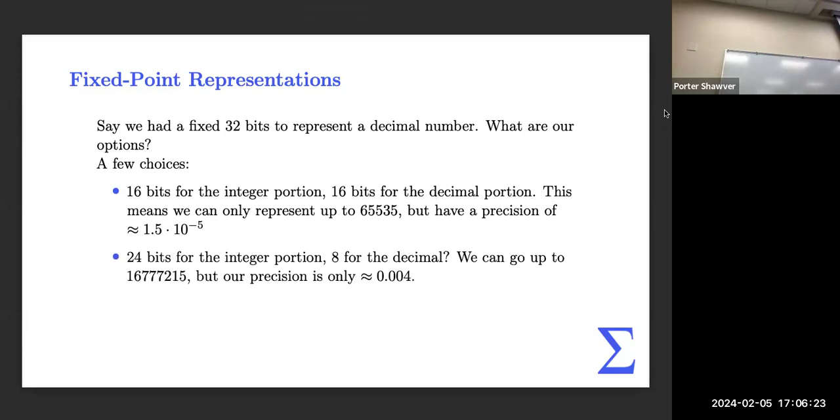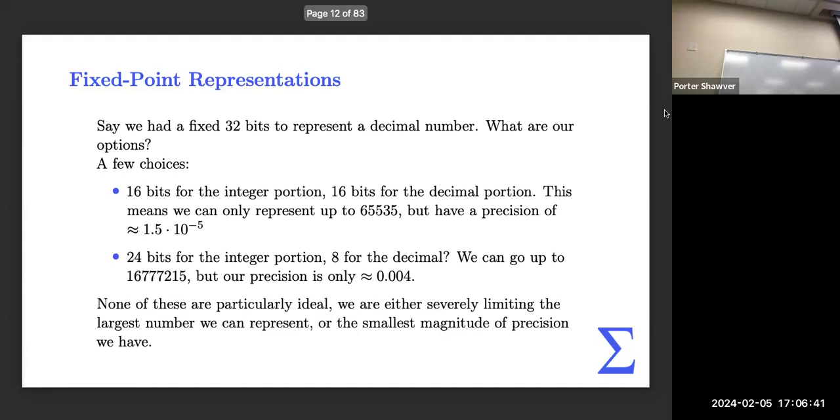The other thing we could do if we wanted to represent larger values is use 24 bits for the integer portion and then 8 for the decimal. In this scenario, you can go to a much larger number, but then we can only represent numbers down to about 0.004. If you wanted to represent something finer than that, you'd have to round. So none of these are really great because we're either limiting how big in magnitude our number can get, or we're limiting how precise we can get in the decimal portion of the number.